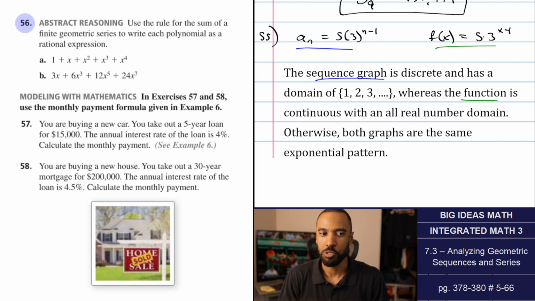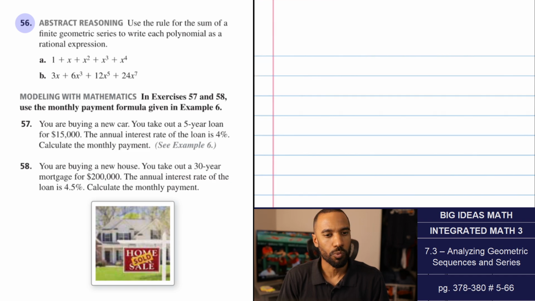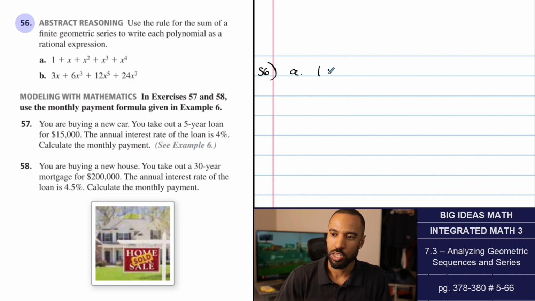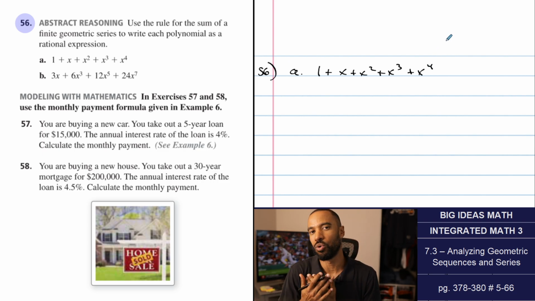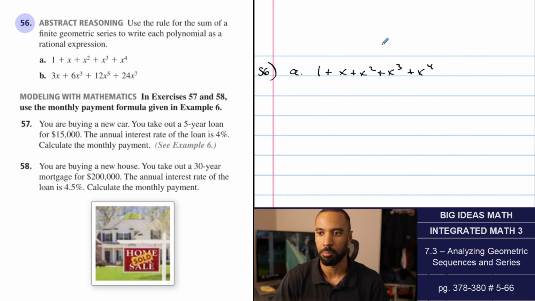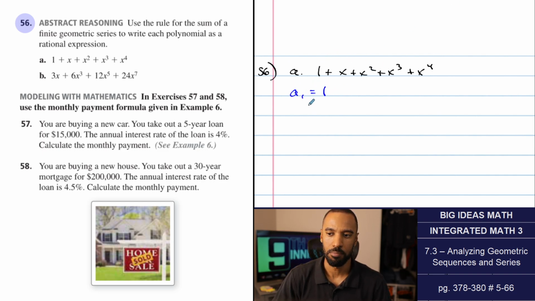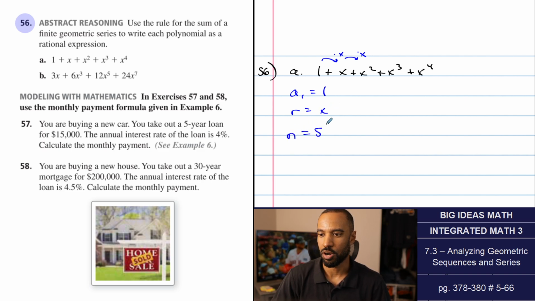Number 56, abstract reasoning. Use the rule for the sum of a finite geometric series to write each polynomial as a rational expression. So A is 1 plus x plus x squared plus x cubed plus x to the fourth. I guess they're saying that if you use that rule, then it'll have a division part in it, and that can help you out. If you notice for this sum, a couple things. First of all, your first term. Second of all, your common ratio. We're multiplying by x each time. And the number of terms, there are 5 of them.